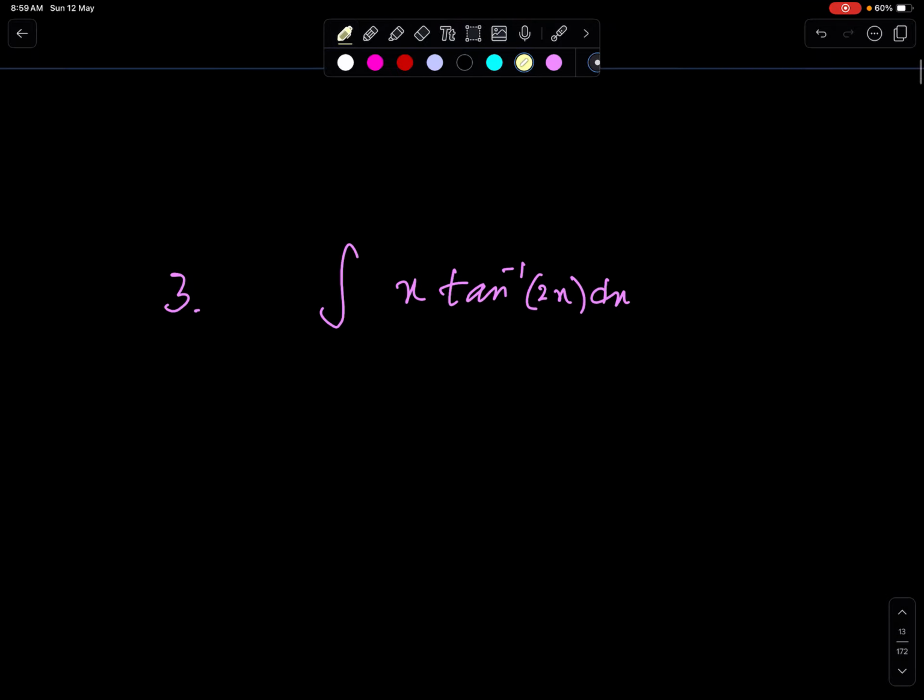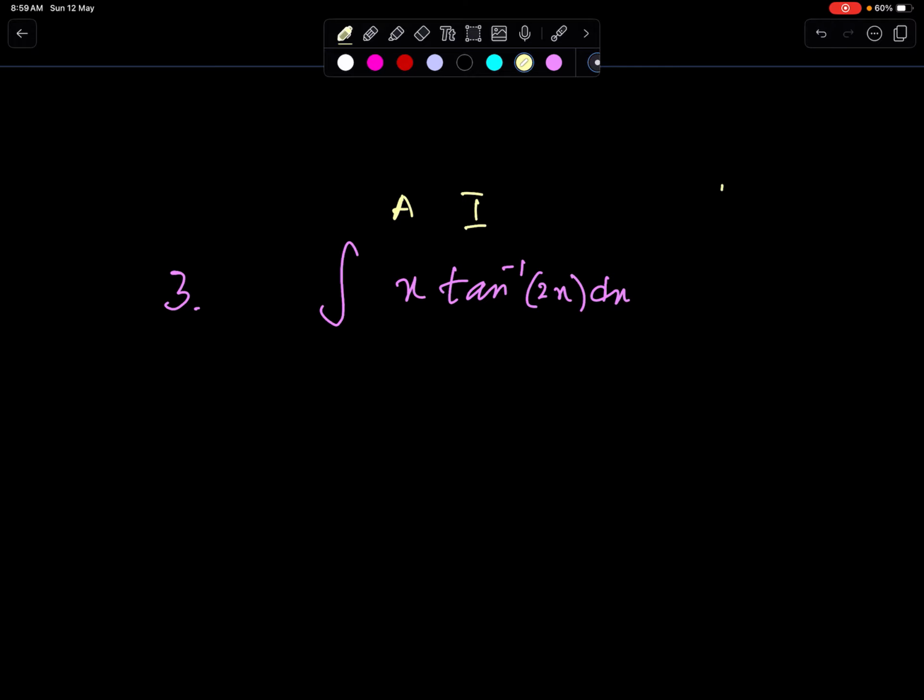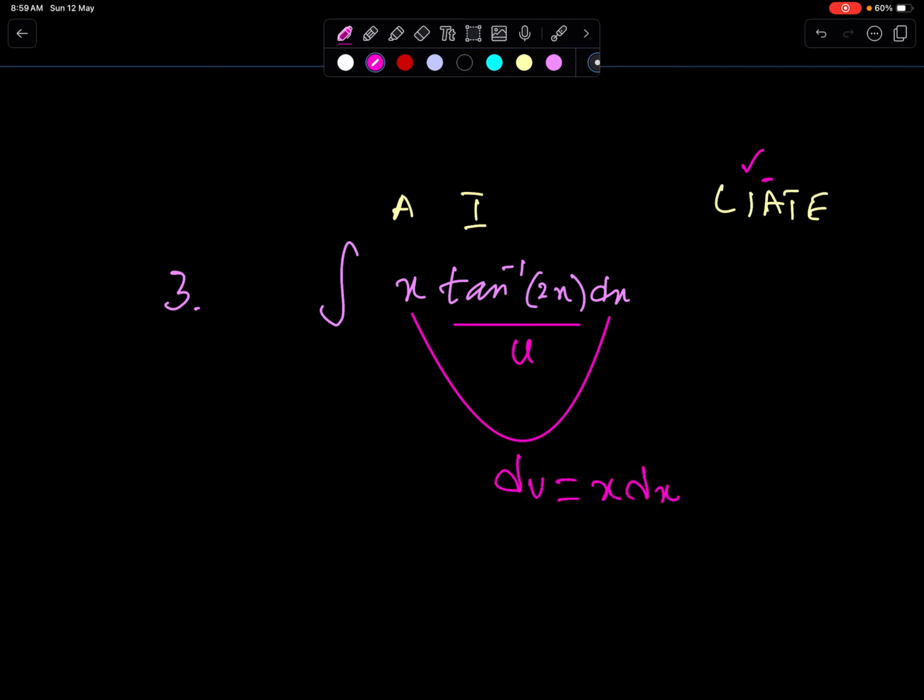In this example, we have a product of algebraic and inverse trigonometric. So check the arrangement of the letters of the word LIATE. See, I comes before A. So this function is u and x dx is dv. So dv is x dx and u is tan inverse 2x.